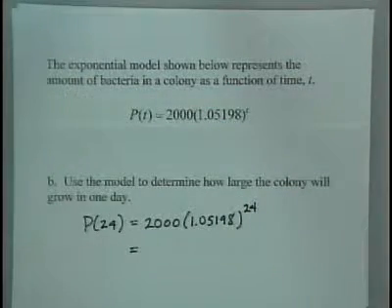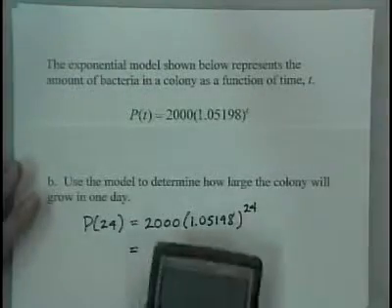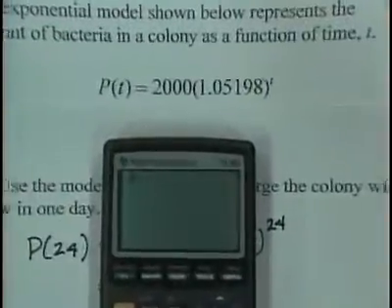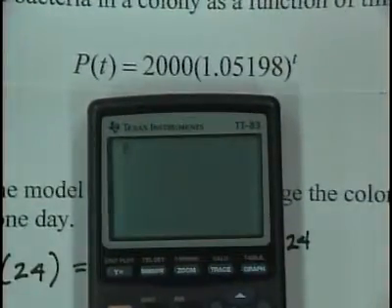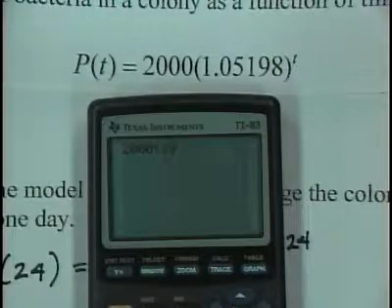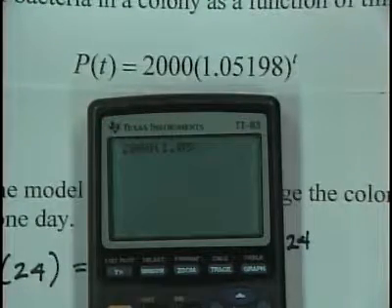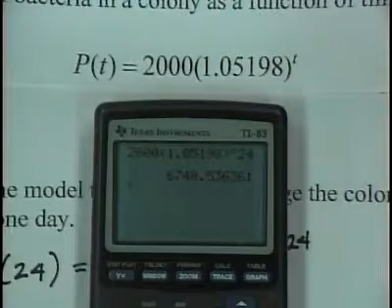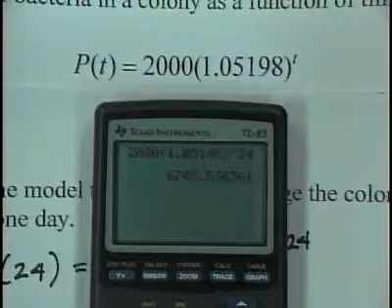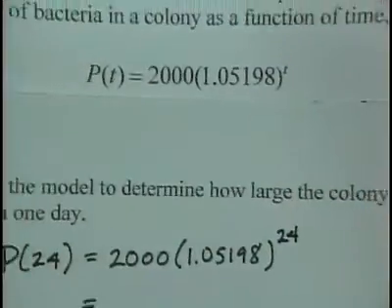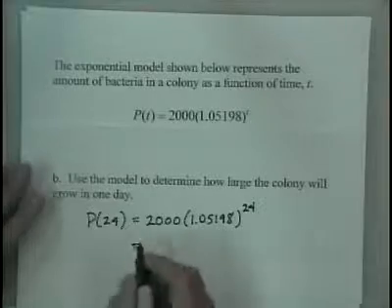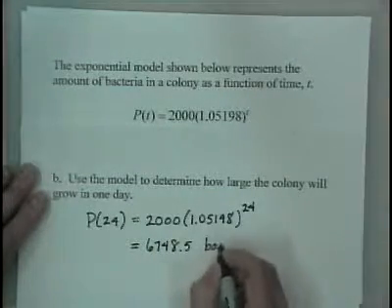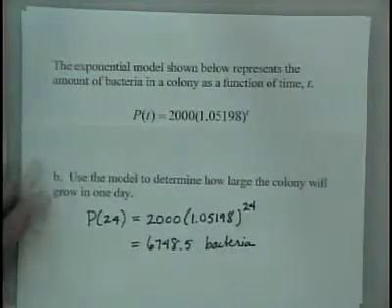We'll definitely want a calculator to help with this also. So let's enter on our calculator 2,000 times 1.05198 to the 24th power, and we get 6,748.536 and so forth, and we'll write that number down. 6,748.5 bacteria.